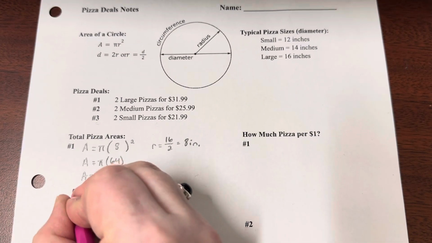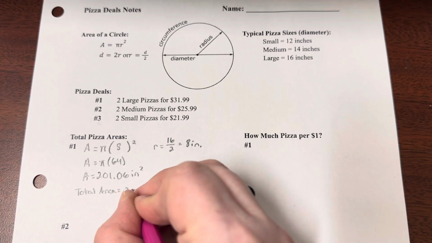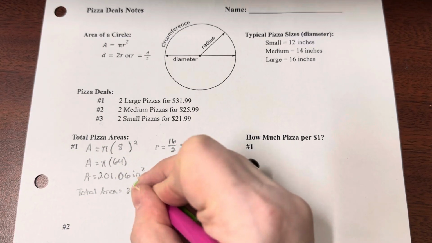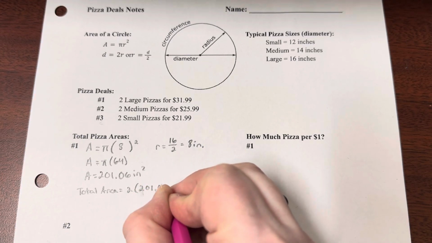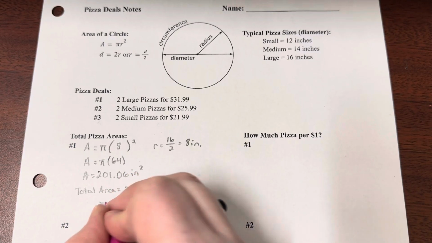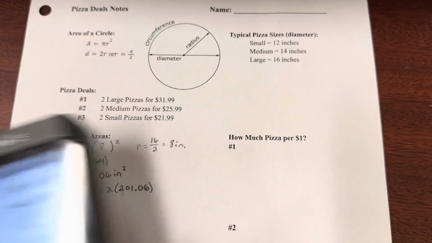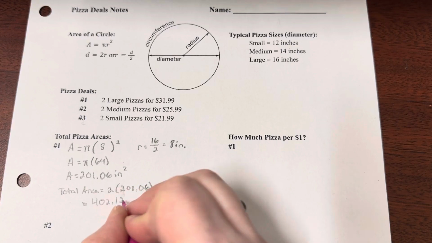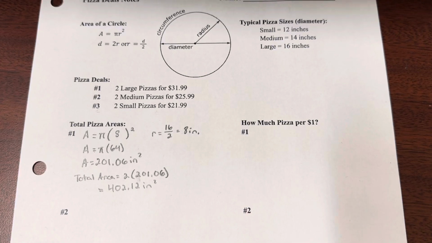Now, this is for a single pizza, but remember, I have 2 pizzas. So my total area is going to be double that. So 2 times that 201.06 gives me 402.12 inches squared. So that's how much pizza I would have available to eat.